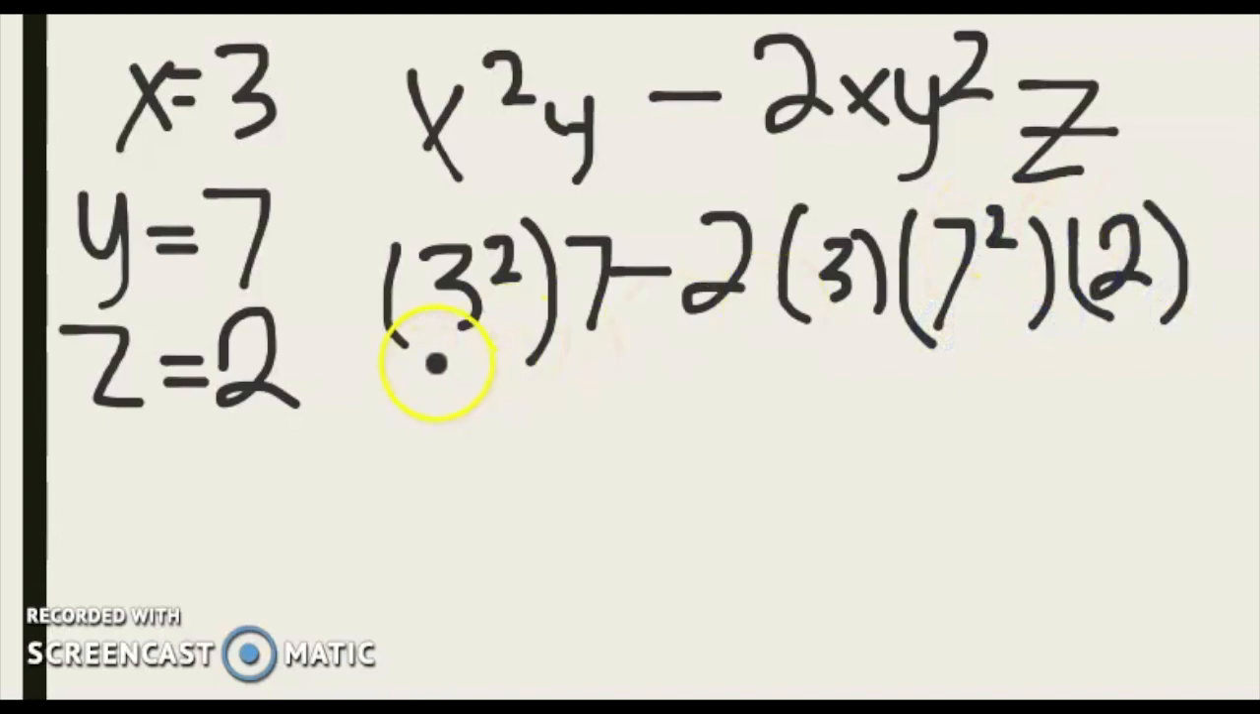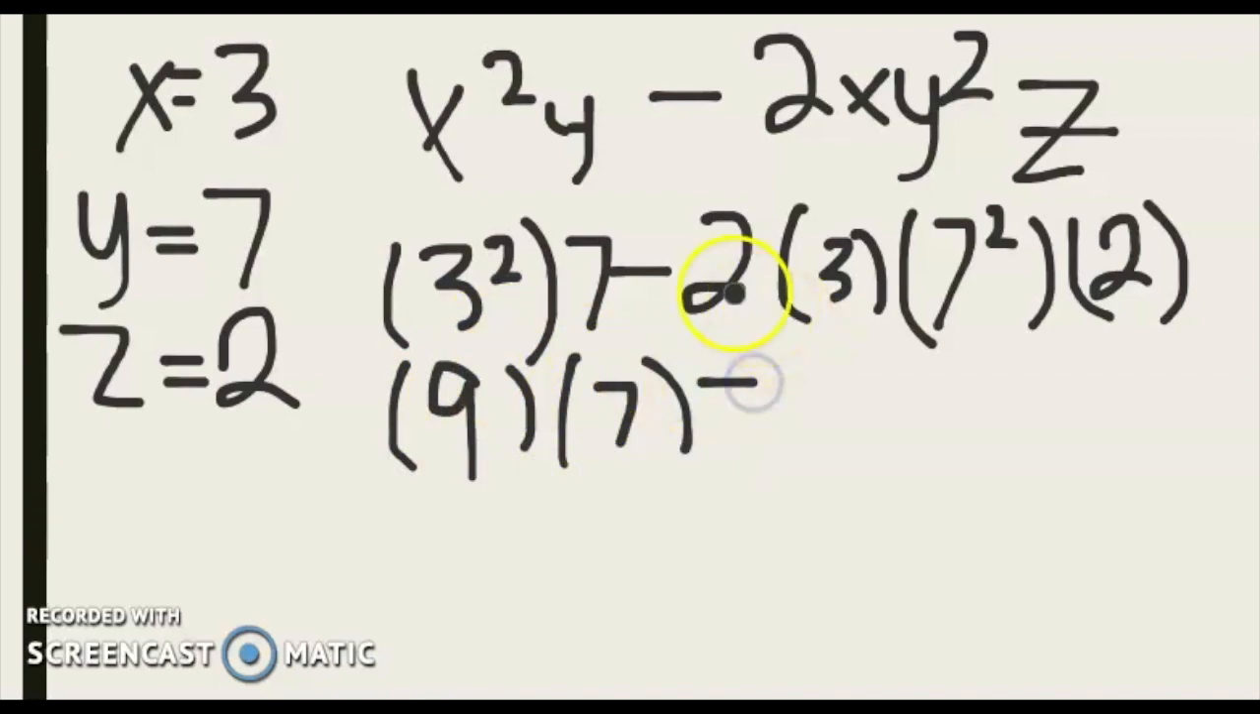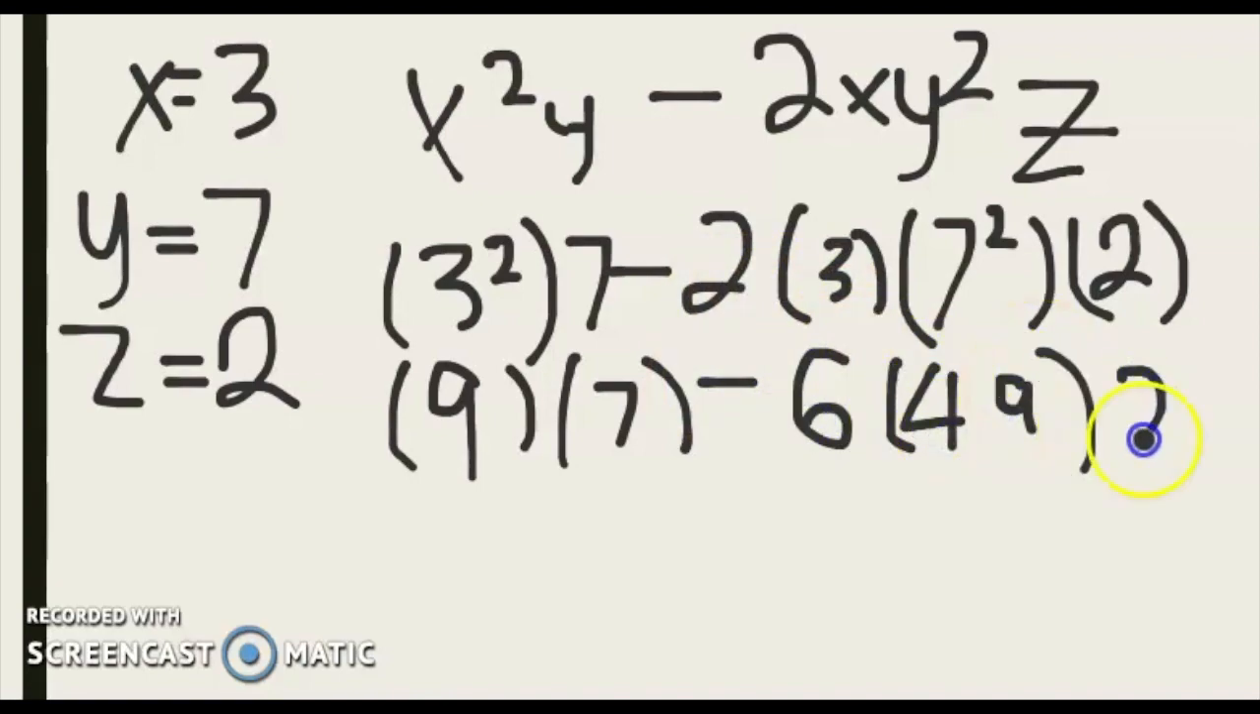So first, let's figure out all the exponents. So that becomes 9 times 7 minus 2 times 3, that's 6, times 49 times 2. So we can do 9 times 7, which is 63, minus 6 times 2, which is 12, times 49.